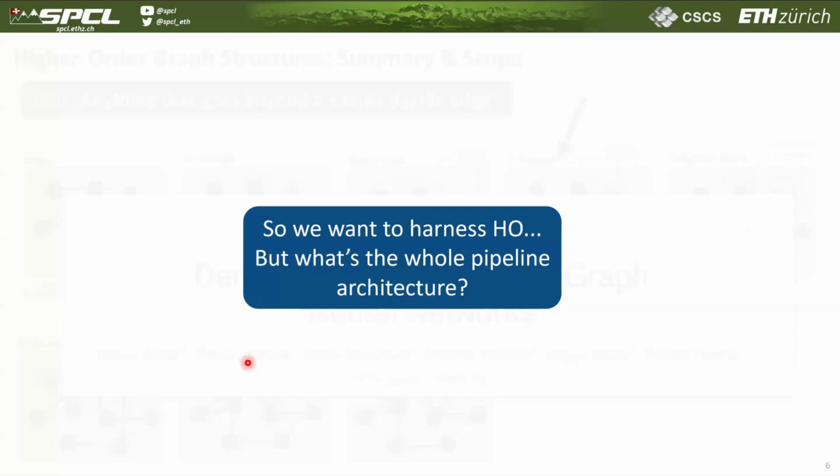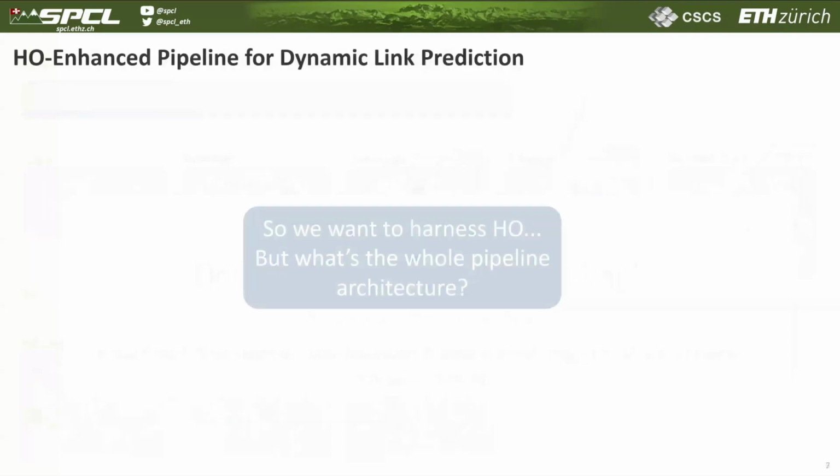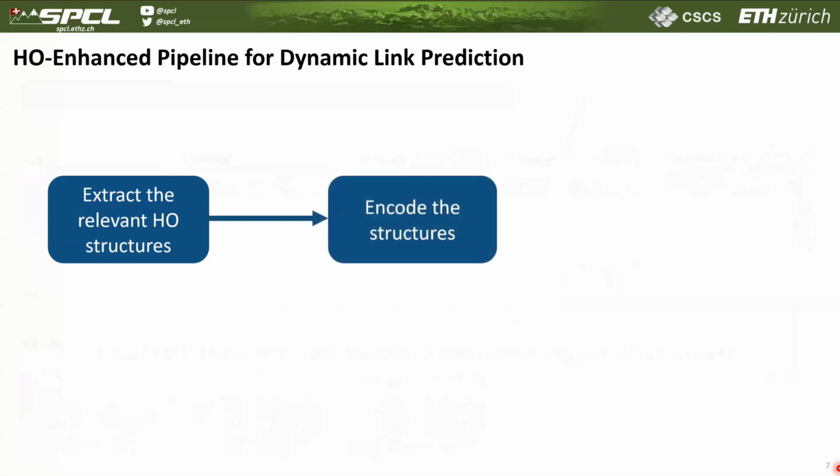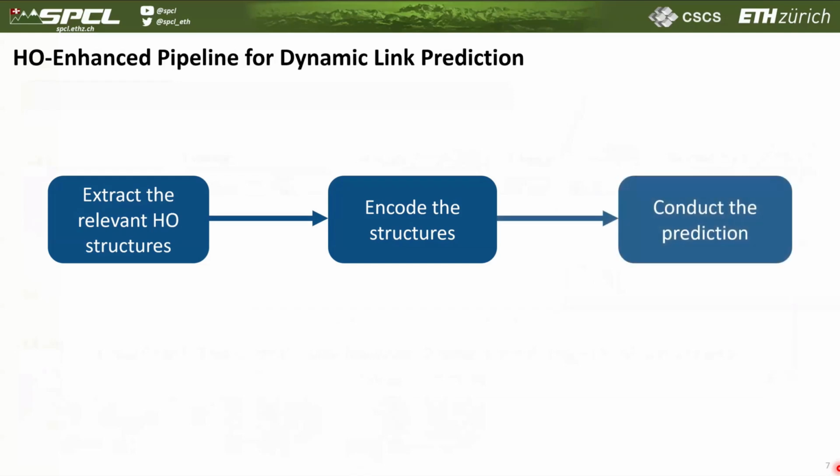So you'd like to harness higher order, fine. So let's start with the overview of the whole pipeline that we are going to use here. Right. So the pipeline consists of three steps. In the first step, we need to extract the relevant higher order structures. In the second part, we need to encode the structures in the way that is suitable for making predictions. In the third part, we are going to make the predictions.